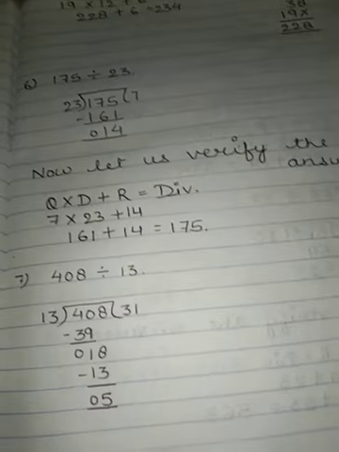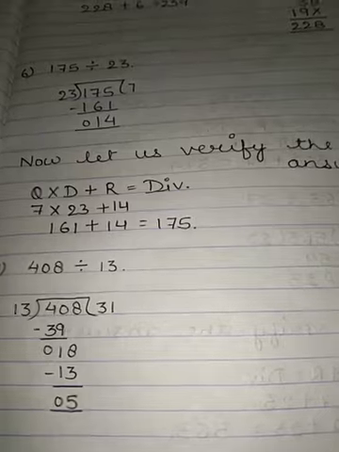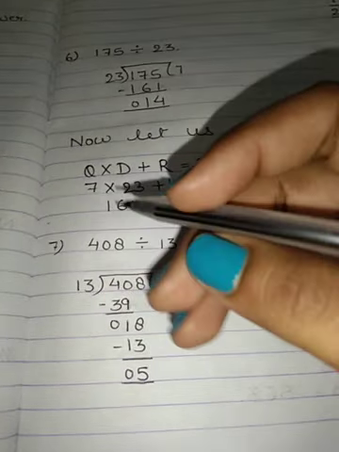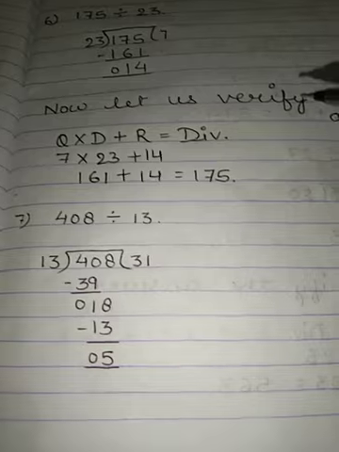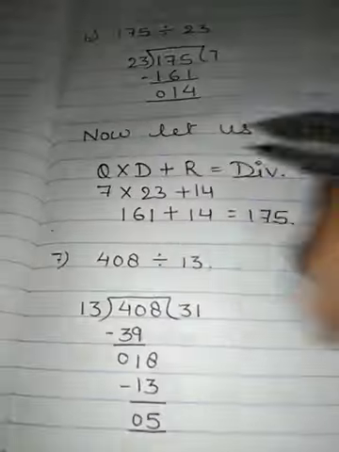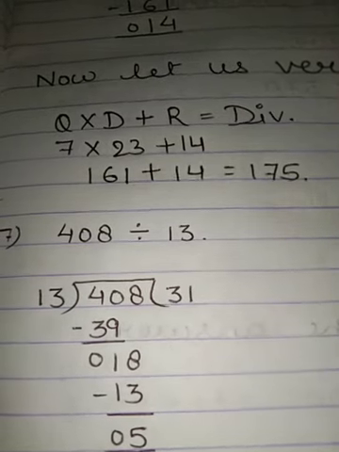Children, we are doing exercise 5B and your homework was question number 7 and question number 8. So let's first discuss question number 7 and question number 8. Check your solution to see whether you have done it correctly or not. Question number 7 is 408 divided by 13.